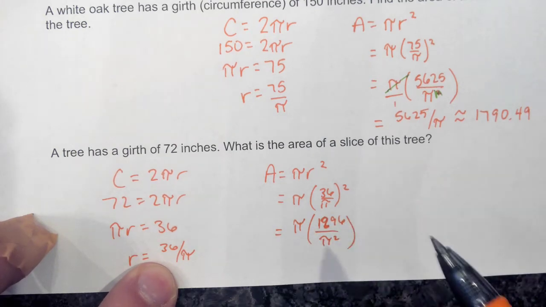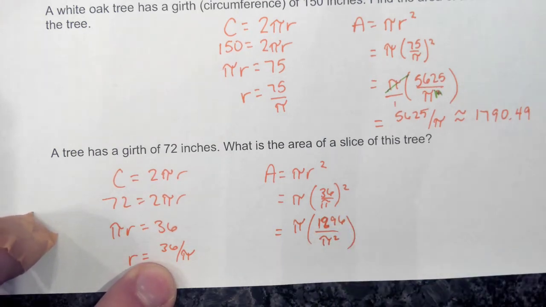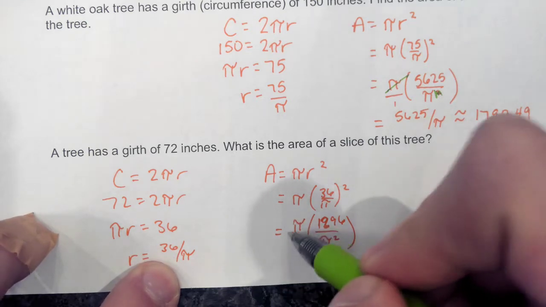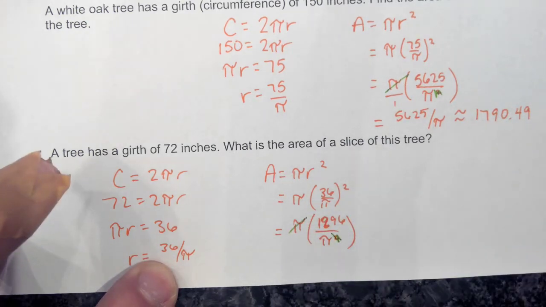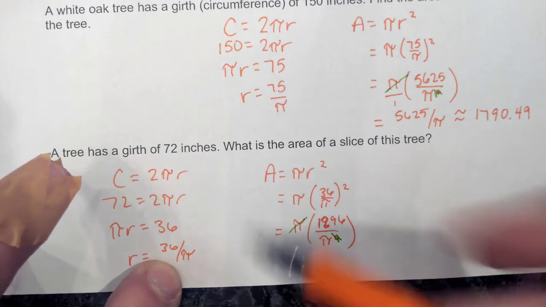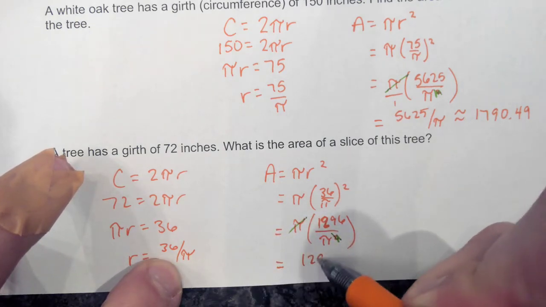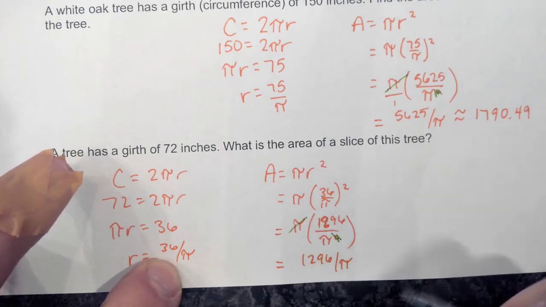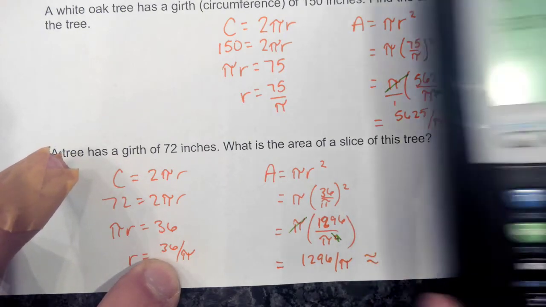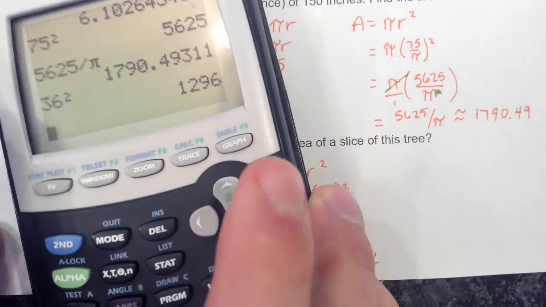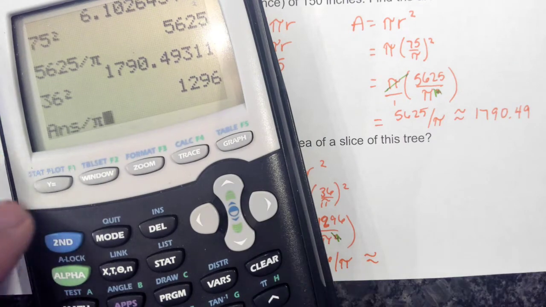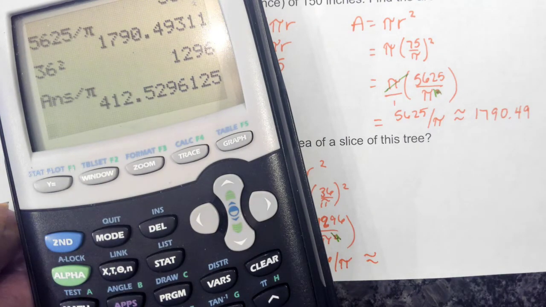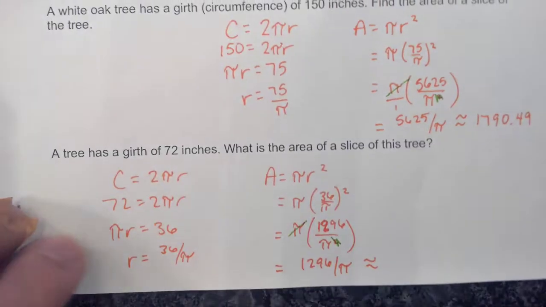And just like before, this will always be the case. One of those pi's will cancel with each other. And then, so there's my exact area, 1296 divided by pi. As a 2 decimal approximation, we'll type that one in, divided by pi. It'll be 412.53.